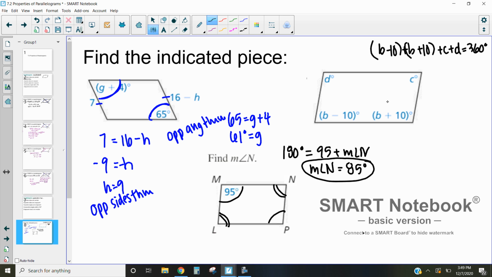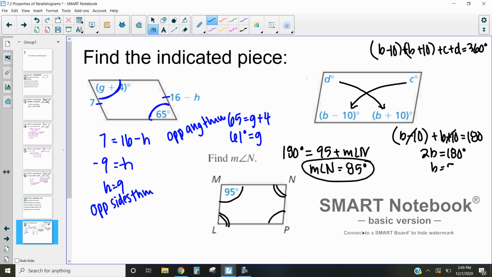We also know that d is the same as this, and this is the same as this, and these two add up to 180. So using all of that information, we also can figure out b because we know that these two add up to 180. So that's where I'm going to start. So b minus 10 plus b plus 10 equals 180. Well, our 10s cancel, so 2b equals 180 degrees, and that means that b equals 90. So if b equals 90, this angle here is 80, this angle here is 100. We know these two are the same, so d has to be 100 and c has to be 80.